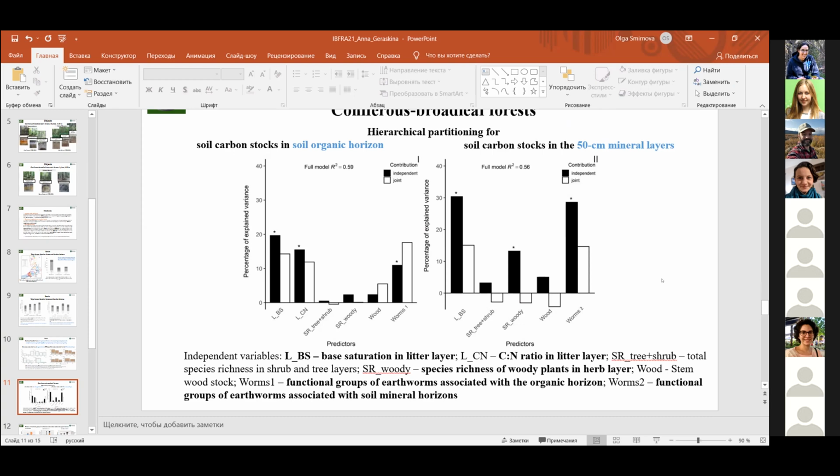And the most important predictors of soil carbon stock in the mineral layers were base saturation in the litter layer, species richness of woody plants in the herb layer, and biomass of the functional group of worms associated with soil mineral horizons.